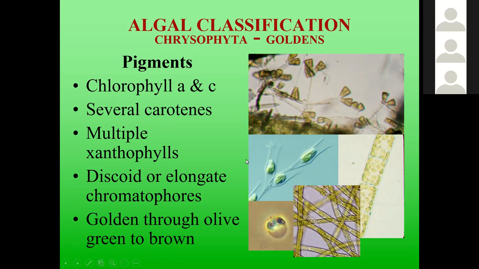They have discoid or elongate chromatophores. It's not going to be a reticulate mass. It's not going to be a parietal cup or ring. They sort of spread out as little clumps within the cell, or long finger-like projections. And again, they tend to be golden through olive green to brown when they're in their live condition.